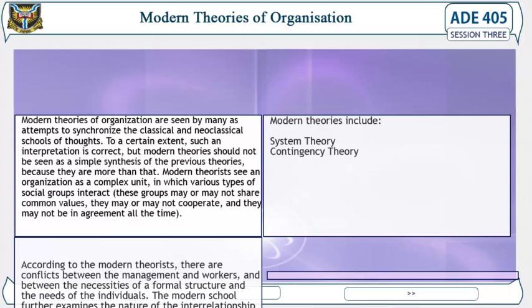Modern theorists see an organization as a complex unit in which various types of social groups interact. These groups may or may not share common values, they may or may not cooperate, and they may not be in agreement all the time. According to the modern theorists, there are conflicts between the management and workers, and between the necessities of a formal structure and the needs of the individuals. The modern school further examines the nature of the interrelationship of the organization and its environment.